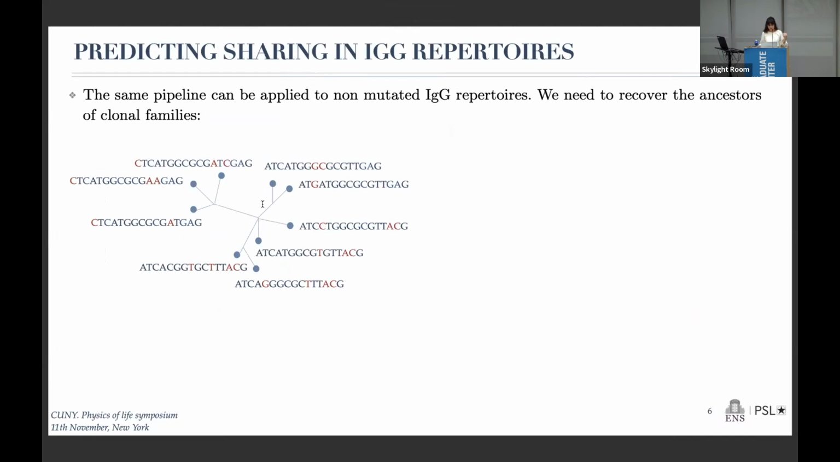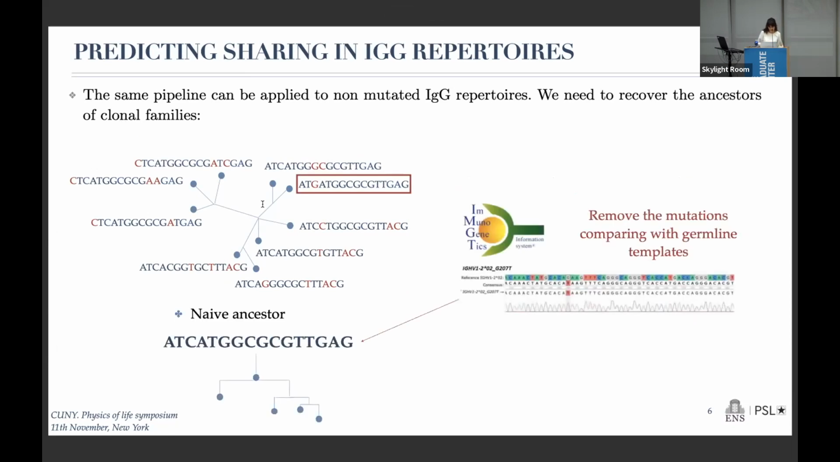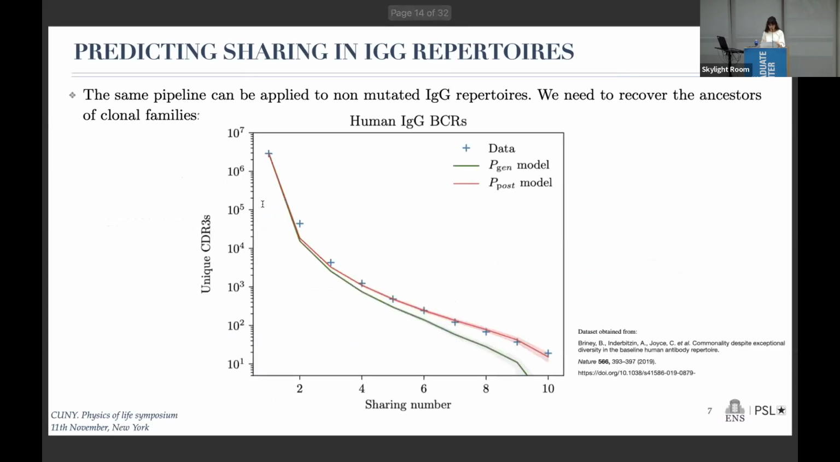And then I reconstruct the phylogenetic trees. From the reconstruction, I can remove the mutations looking at templates of genes, and then I recover the ancestor of this family, so the unmutated ancestor. And then I repeat the same pipeline, and it seems for IgG without mutations, it works pretty well.